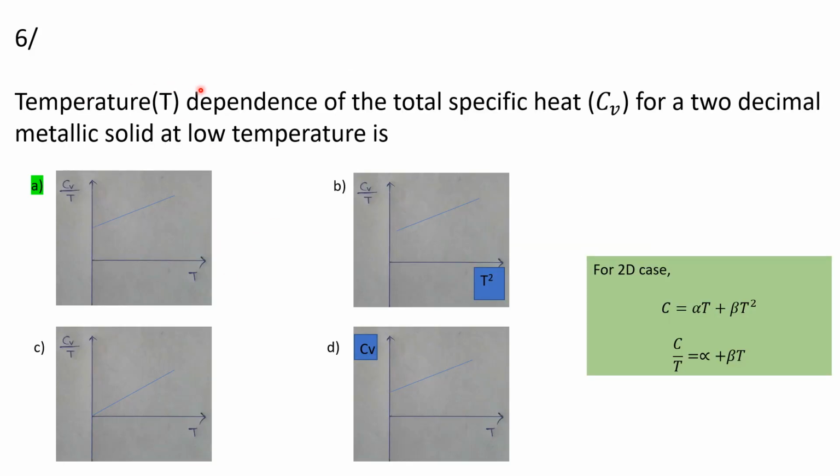Then, temperature T depends on the total specific heat Cv for a two-dimensional metallic solid at low temperature. For the 2D case, we know that the specific heat C is equal to alpha T plus beta T squared. So here we can get that C by T will be equal to alpha plus beta T. Here the option which matches is option A, that is the graph between C by T and T will look like this.